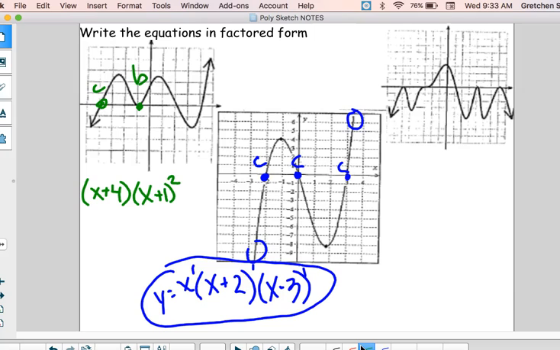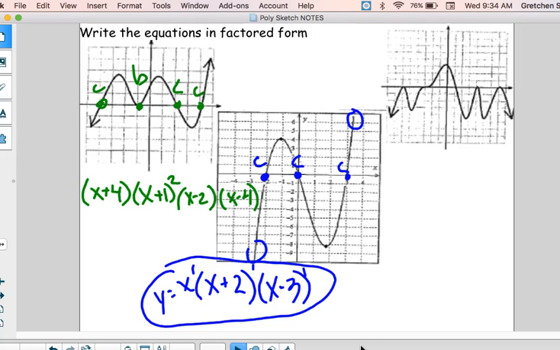Where's the next time it hits the x-axis? +2. So if it's at a +2, what is it as a factor? X minus 2. Bounce, cross, or sway? Cross. So does it get an exponent? No. Last one. 4. So then it's x minus 4. Does it get an exponent? No, it's crossing.